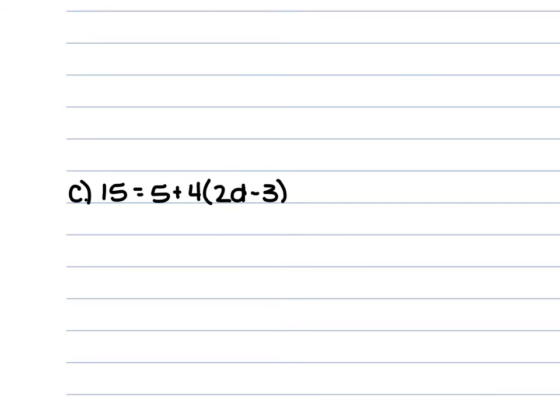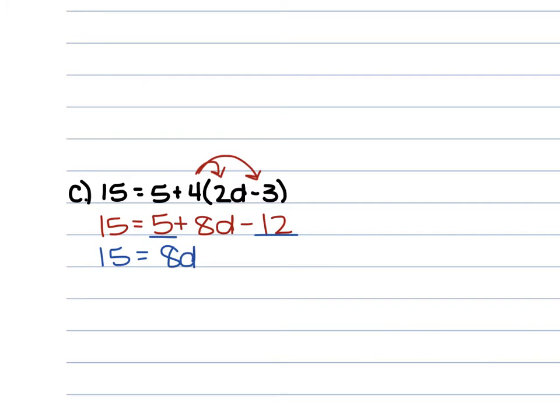For C, we have 15 is equal to 5 plus 4 times 2d minus 3. Distribute that 4. So 15 is equal to 5 plus 8d minus 12. Combine your like terms of the 5 and the negative 12. So 15 is equal to 5 minus 12 gives us negative 7. So we're going to put the 8d before the minus 7. And I'm going to add the 7 to both sides.